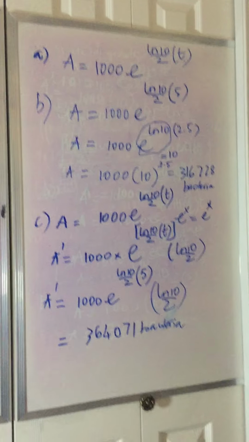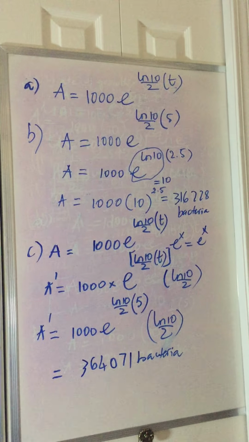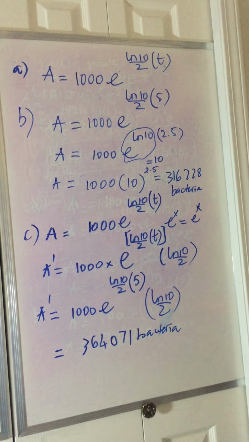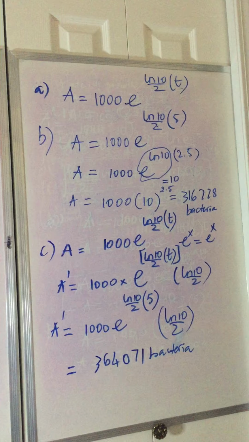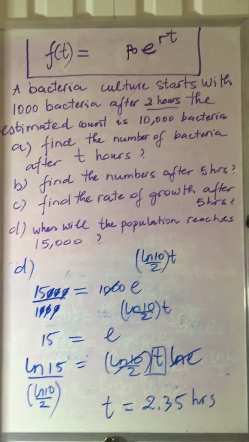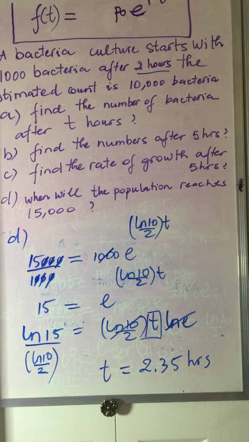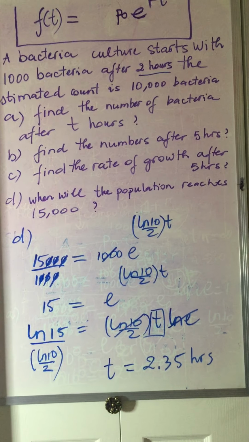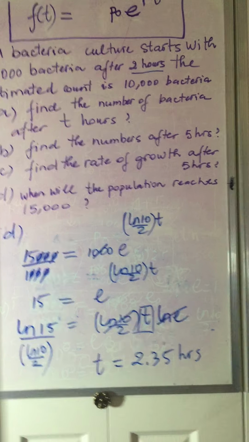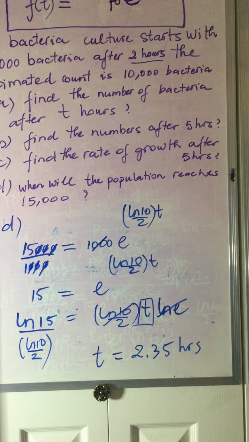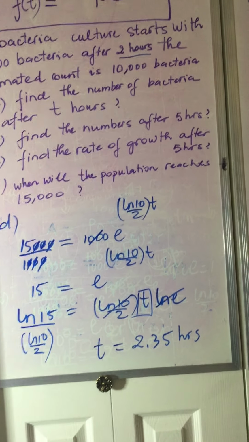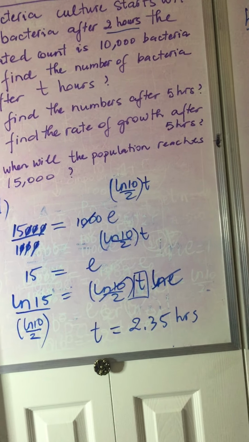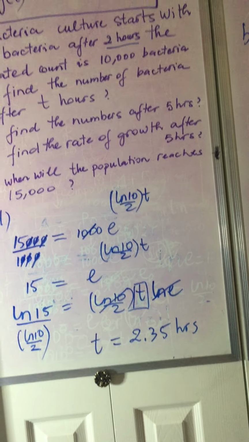So I'm going to show you again the work for question A, question B and C. How do we solve it, right? And the last question D is here. We substitute the amount of 15,000 equal original question is 1,000 e to the power ln 10 divided by 2 times t, because we found the rate. Now we solve the equation. We divide both sides by 1,000. We got 15 equal e to the power ln 10 divided by 2 times t.